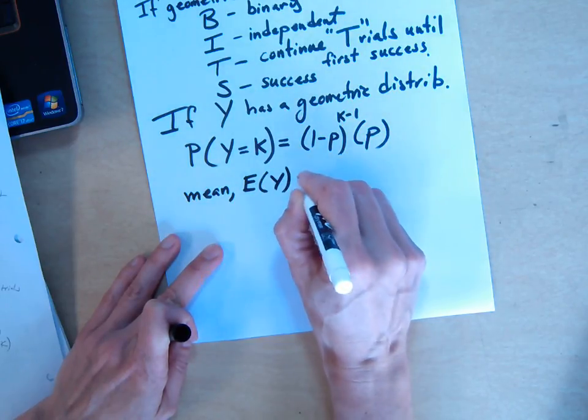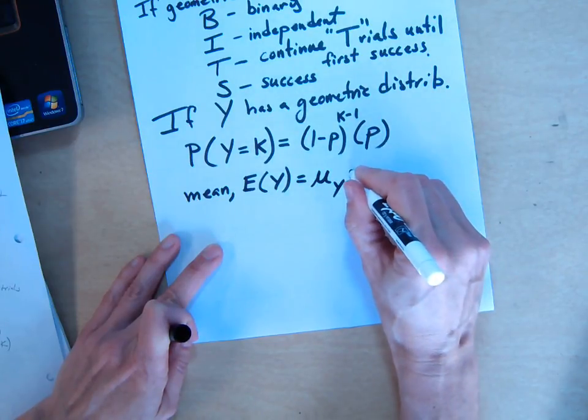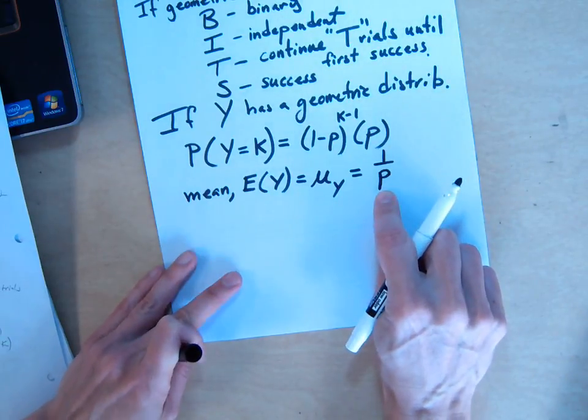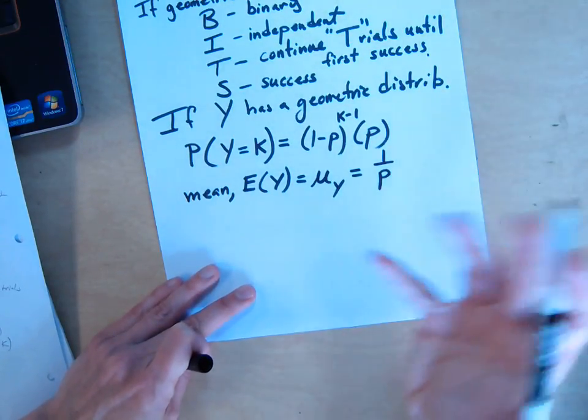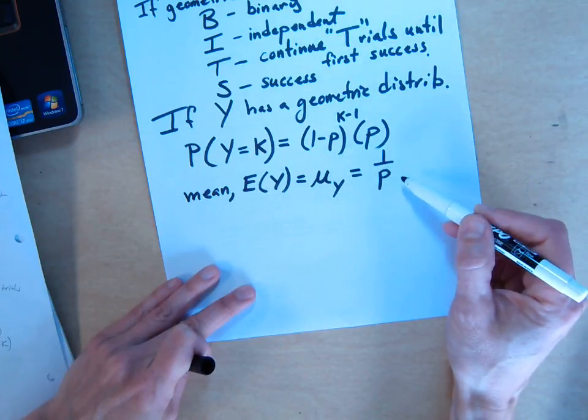Now the average, or the mean, or the expected value, E of Y, the symbol is mu sub Y, would just be 1 over p. And the meaning is the expected number of trials for your first success is going to be 1 over p. So let's just talk about that really quick.